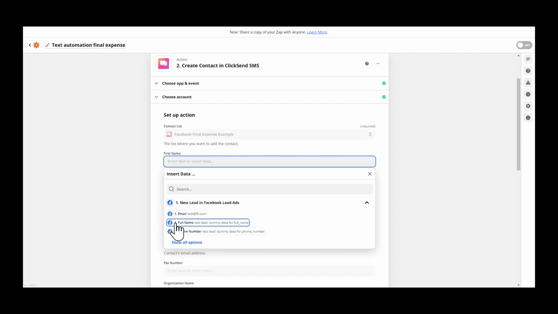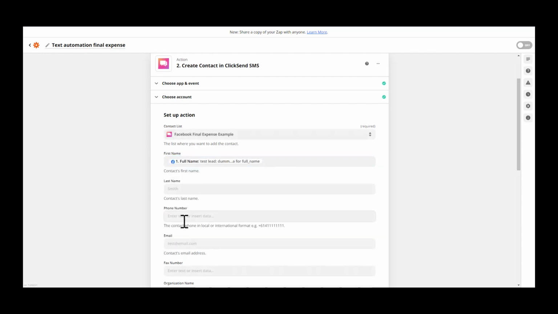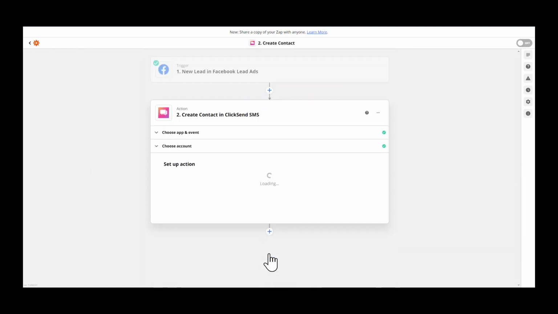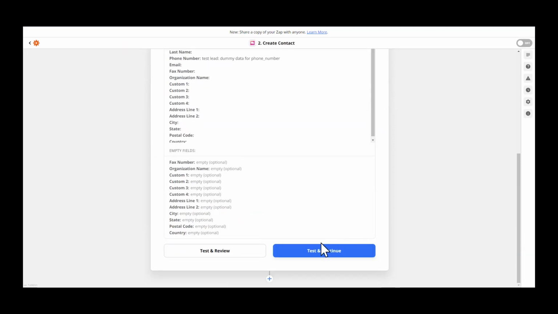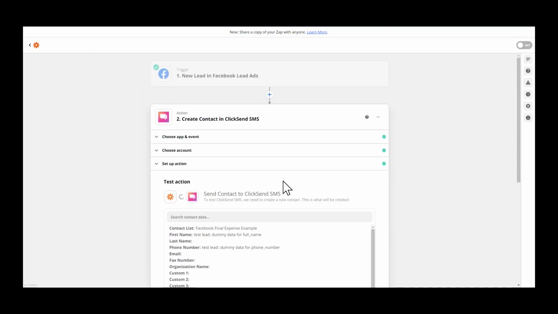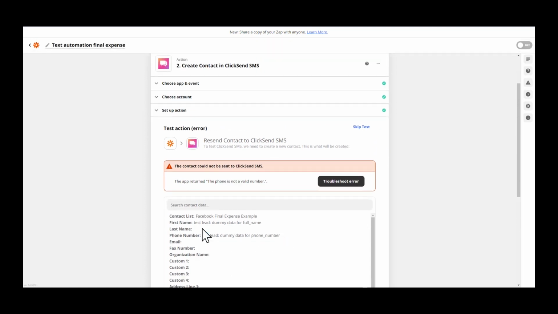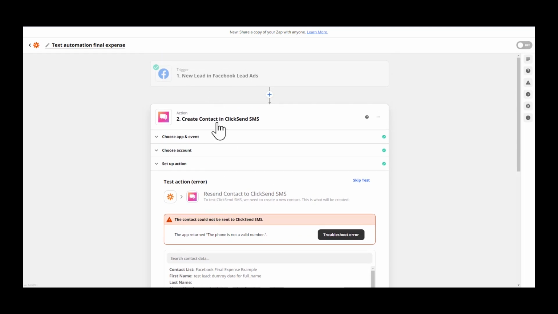It's going to show you a little bit more in depth of this, but this is how you create the text message automation. So it's going to be first name. I don't have first name, I just had full name, but really the most important thing is the phone number. Okay, and then hit continue. And there we go. Test and continue. And it could not be sent, because there's no phone number, right? Because it says phone number, test lead, dummy phone number. But once it is there, this is all you have to do. So you connect Facebook to click send through Zapier, and it's automatically going to do that.